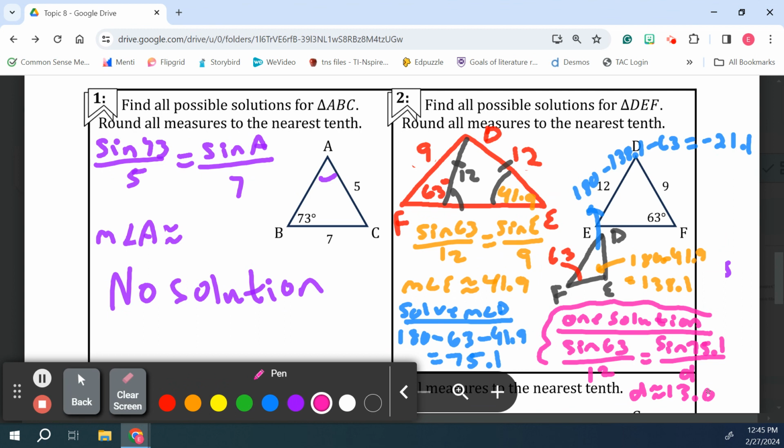Is this going to be on the test? Absolutely. What do you mean?